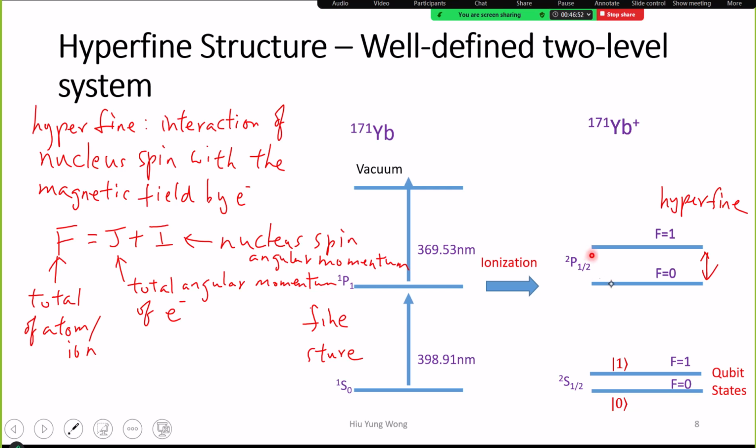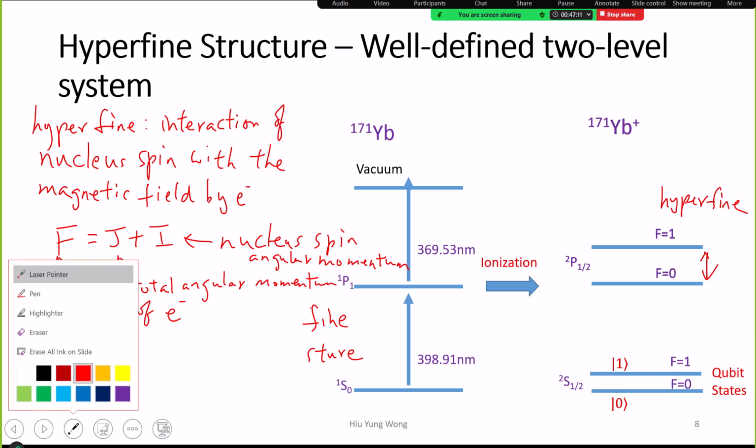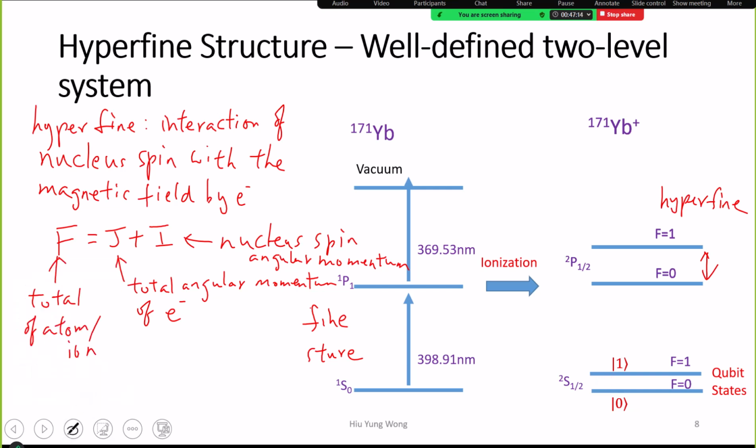And that's why you further split into F equal to 0, F equal to 1, F equal to 0, F equal to 1. So these two are the fine structure, but within the fine structure, they further split into two levels. So I say so much, right? For what? It's for this final conclusion. We are going to use the hyperfine structure of this 2S half state as the qubit state.